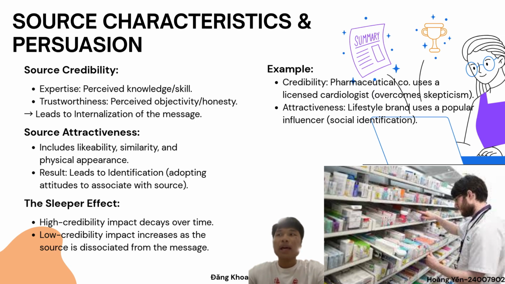Alternatively, we look at source attractiveness. This isn't just about aesthetics. It is about similarity and likability, which leads to identification. For instance, a doctor's endorsement of medicine leverages expertise, while a celebrity endorsement relies on the customer's desire to identify with that persona.